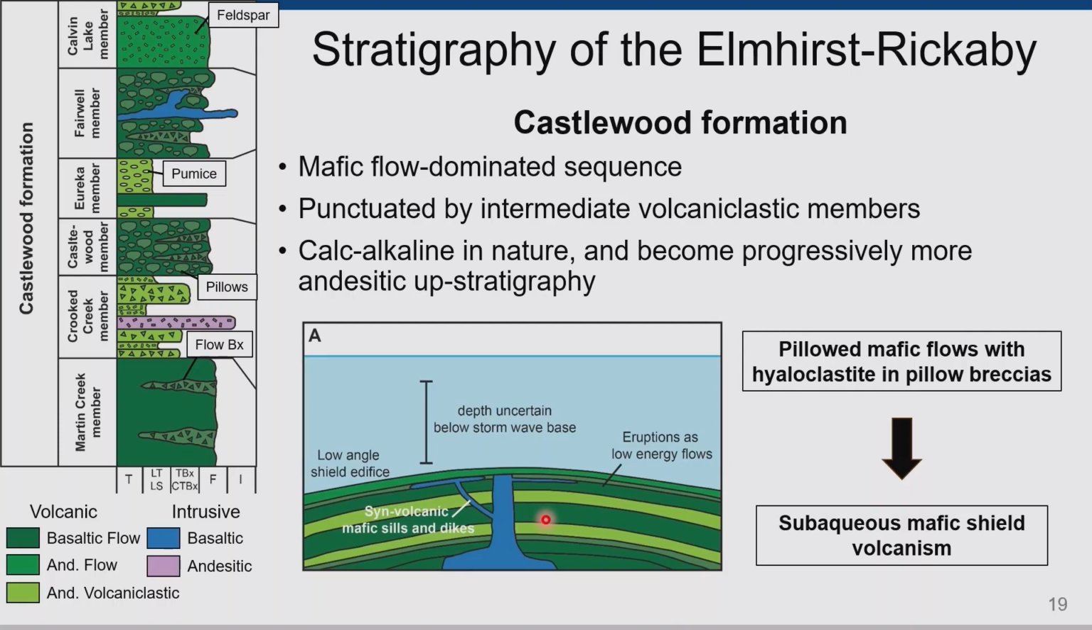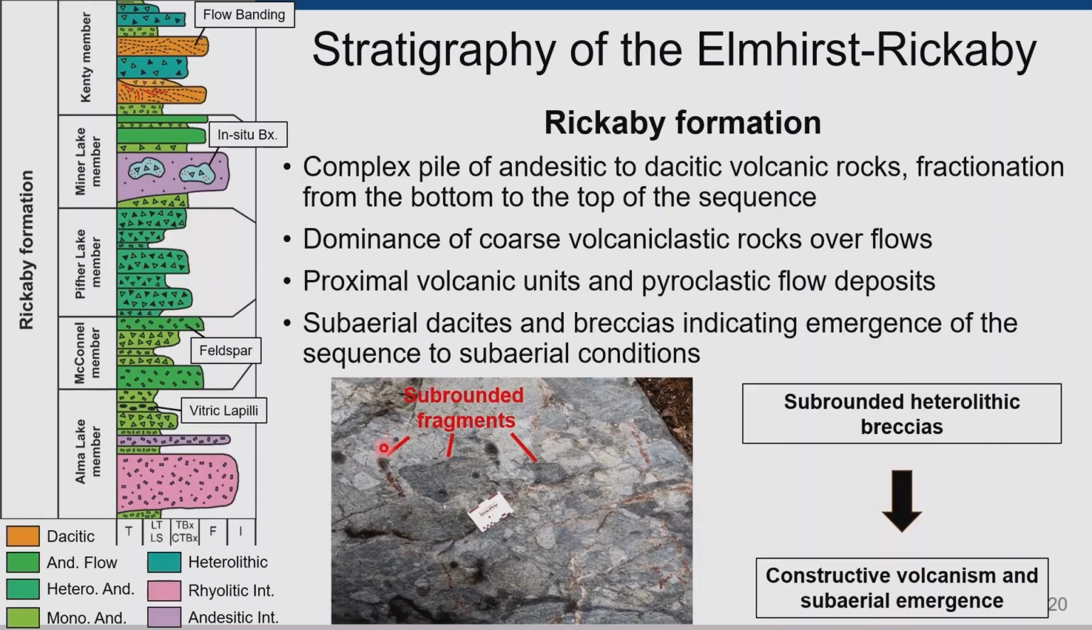If we look at the overlying formation, that's the Rickaby Formation, and it's much more complicated and much more atypical. It essentially forms a complex pile of andesitic and dacitic volcanic rocks, and again, we have fractionation from the bottom to the top of the sequence. So when you look at this stratigraphic column here, one thing stands out right away, and that's this dominance of coarse volcaniclastic material. It's actually the main rock type in this area. It's dominant over much more subordinate flows and intrusions.